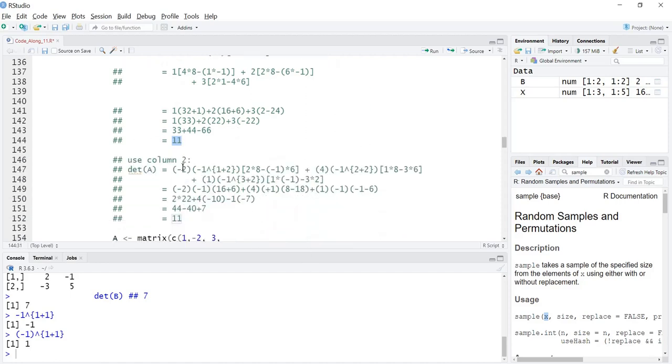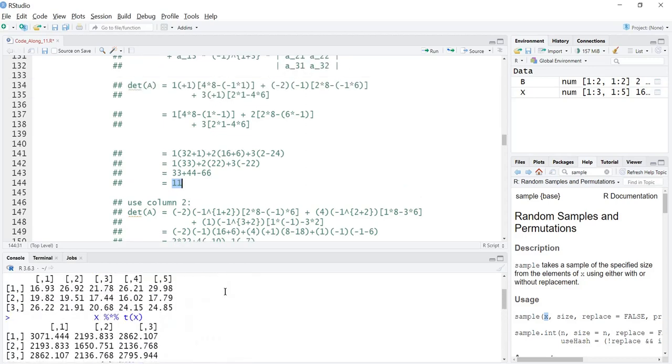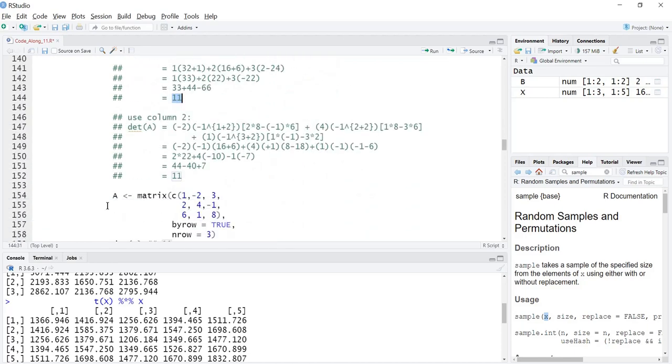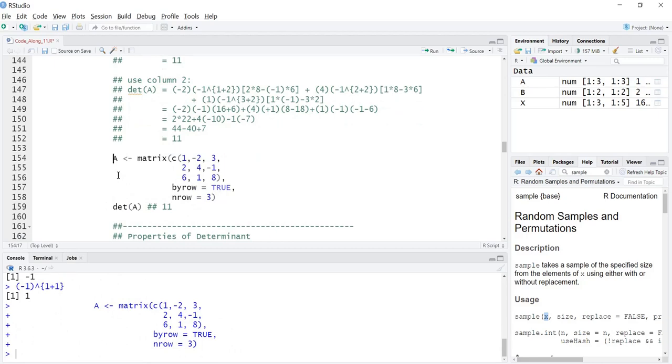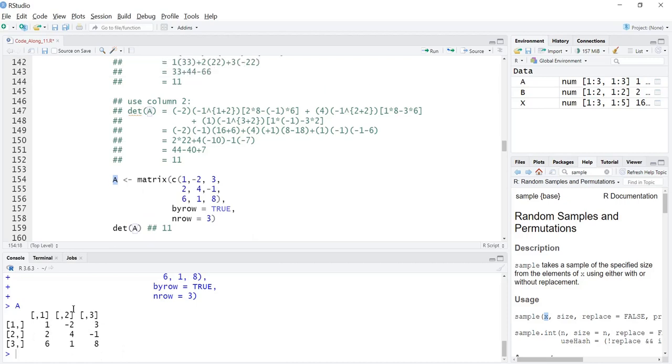Now, to use column 2, I'm going to see, where is my A? I'm going to go ahead and put my matrix in so I can print it out, so I can see it in the console. Here's my matrix down here. So to do column 2, I'm going to start here, and then here, and then here. So I have a negative 2, and that is in the 1, 2 position.